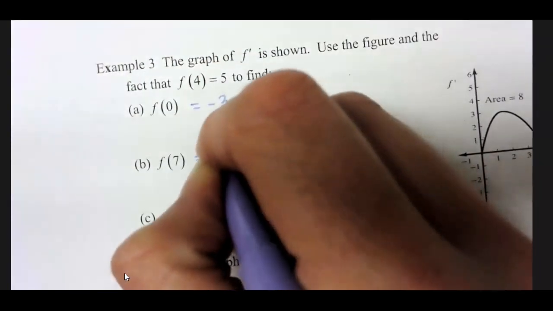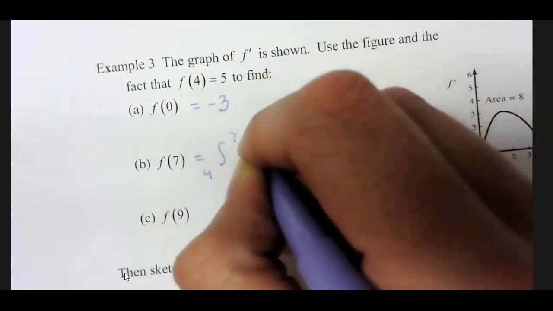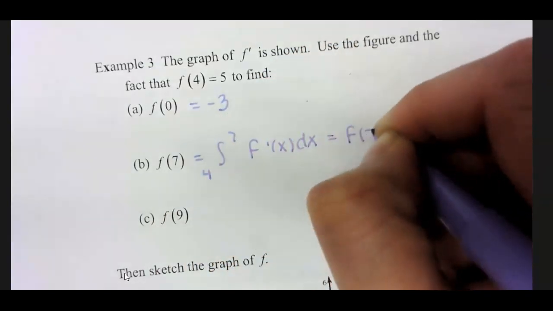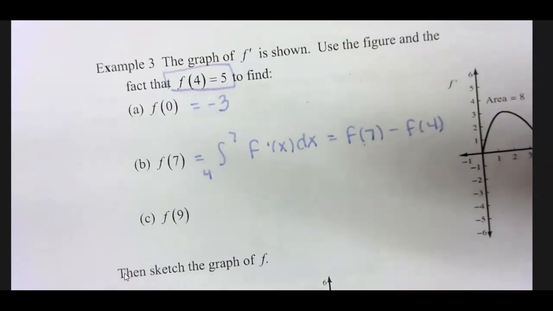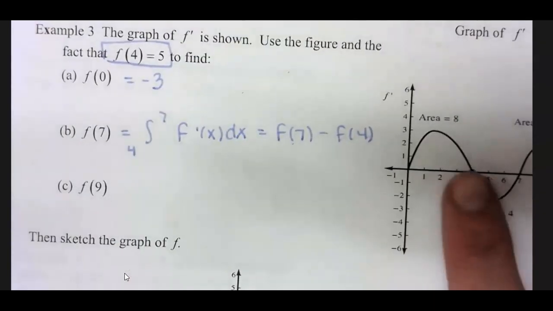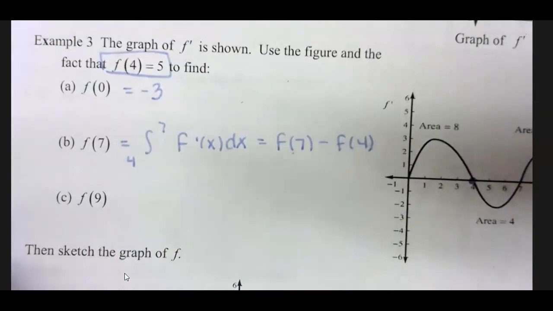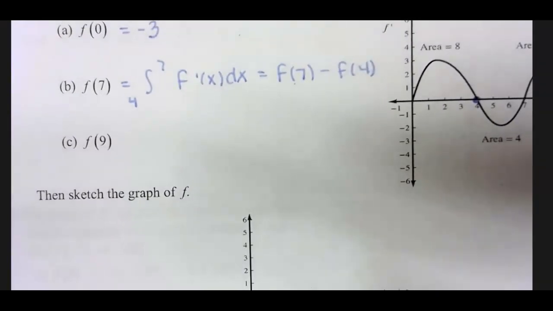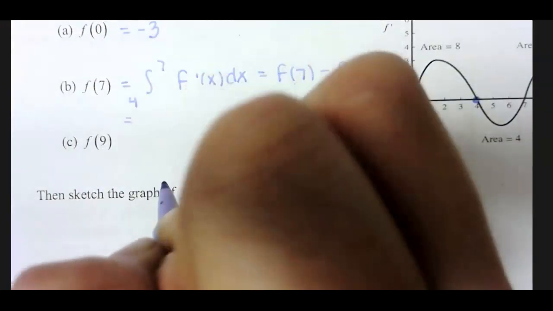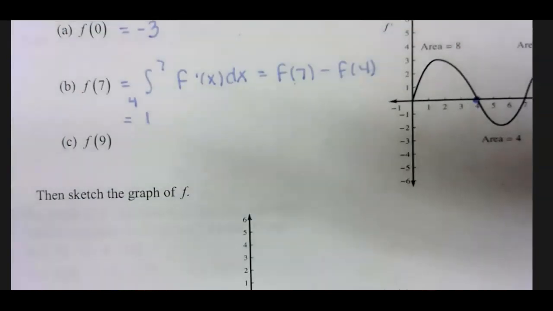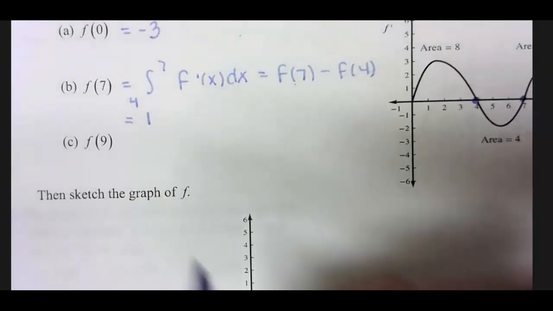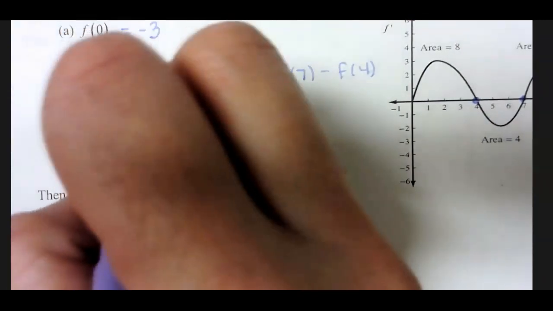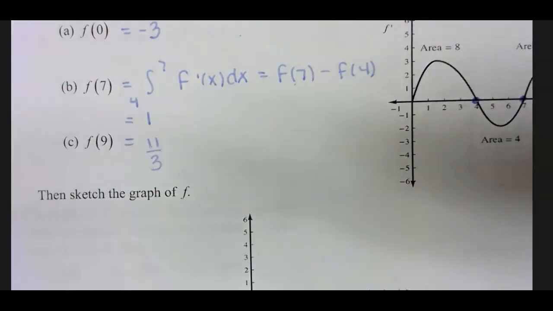In B, once again, I would have used the integral from 4 to 7 of f prime x dx, and said that that was equal to f of 7 minus f of 4. I'm picking 7 and 4 because 4 is the given, and it's also a 0 on that graph. So it's easier to pick up at 4 than it is at 0 from part A. And then that final answer was equal to 1. And then similarly with 9, you could go from 7 to 9. You can go from 4 to 9. You really have a lot of choices. And your final answer is 11/3.